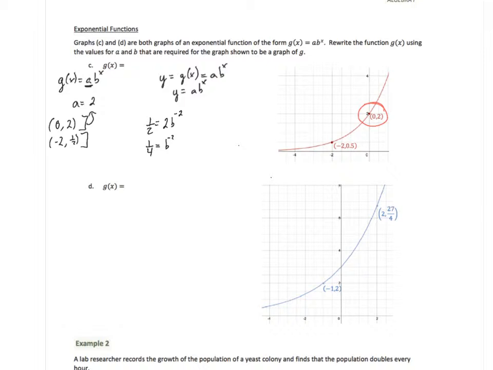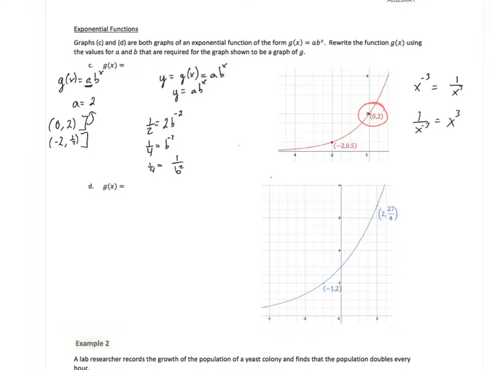Now, what do I do with a negative exponent? Well, I know that any exponent, let's say x to the negative 3, I can make into a positive exponent by flipping it below the denominator line: 1 over x to the 3. And similarly, 1 over x to the negative 3, I can make that exponent positive by putting it above the denominator line. So let's do the same thing over here. I can have 1/4 equal to 1 over b squared.